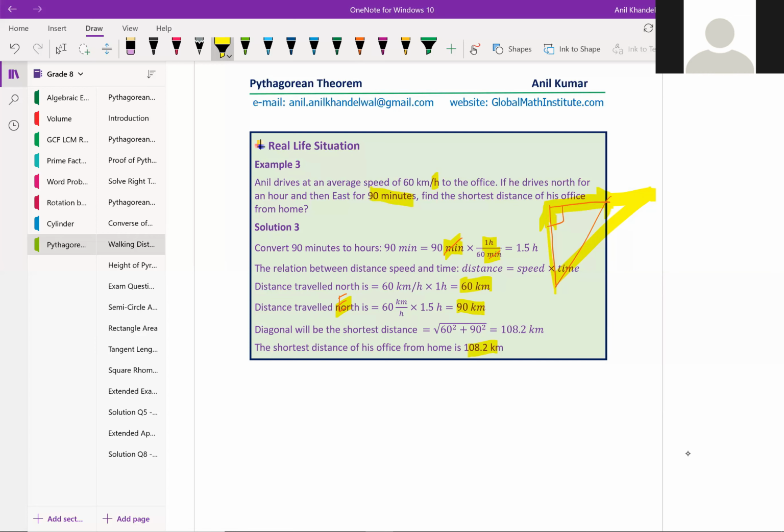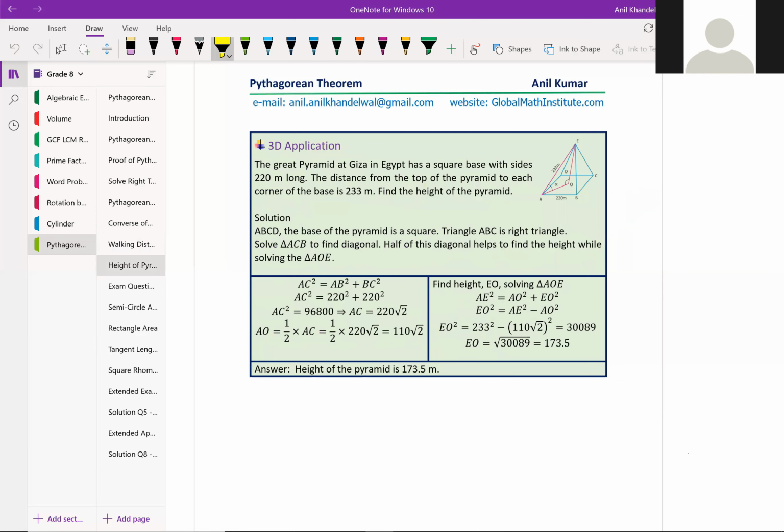Okay. Right. So let's take another kind of example here. Here we have a 3D example. Can you please read this 3D example? The Great Pyramid at Giza in Egypt has a square base with sides 220 meters long. The distance from the top of the pyramid to each corner of the base is 233 meters. Find the height of the pyramid.